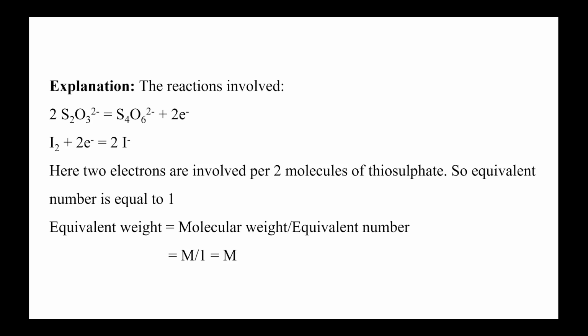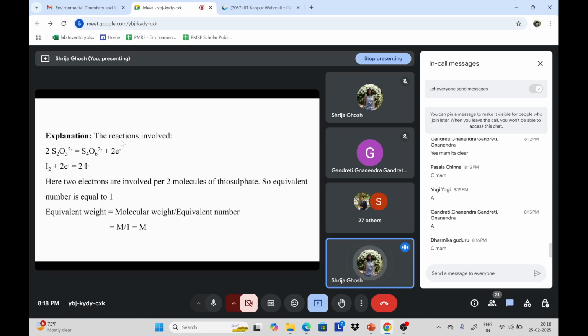That means the equivalent number of thiosulfate is 1. Whatever the equivalent number is, the equivalent weight will be the molecular weight divided by the equivalent number. That is clear? If the equivalent number is 2, the equivalent weight would be M by 2. If the equivalent number is 1, then it is M by 1, which is equal to the molecular weight itself. So whoever answered option C, very good, that's the correct answer. Whoever answered option A, or all of you who have not answered anything, I hope this is clear to you.